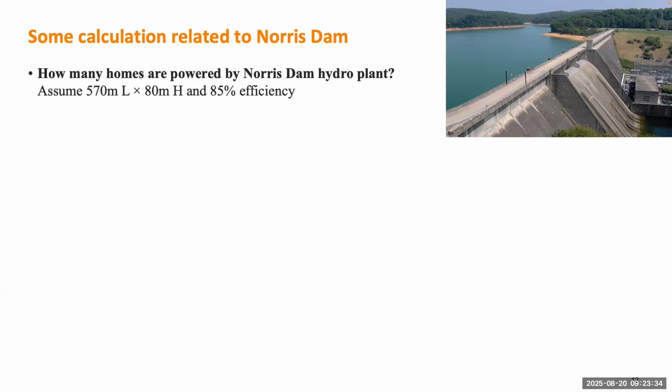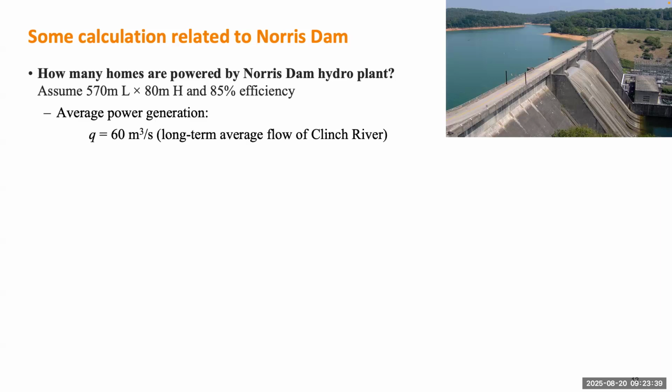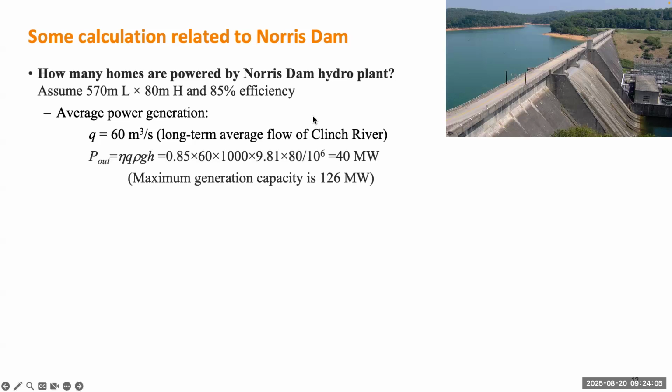Efficiency, let's put like 85%. For the average power generation, I searched for the data about the Clinch River flowing through this dam. The average discharge is about 60 cubic meters per second. In the rainy season, that number can reach maybe about 200, like 3 times this average value. We can use this one as the Q.